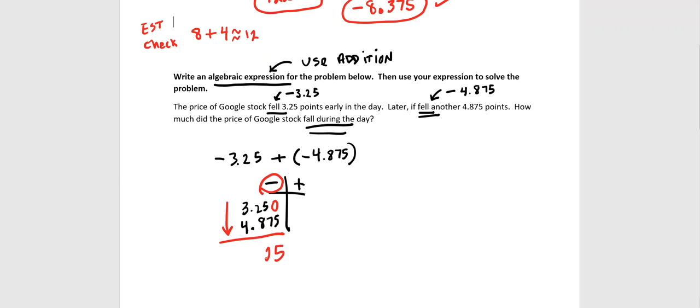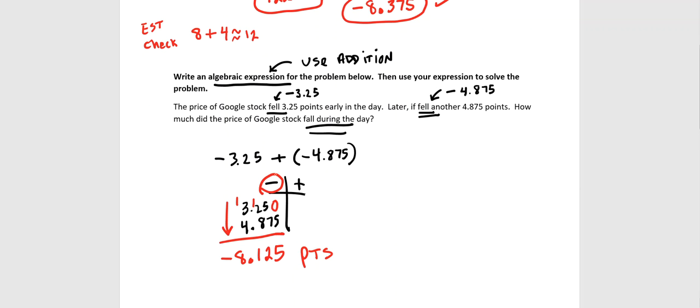7 plus 5 is 12, but we'll have to carry a 1. 8 plus 2, that's 10 plus the 1 is 11. There's our decimal point. Carry the 1. 4 plus 3, 7. Oh, don't forget the carried 1. That's 8. So it looks like in total it fell 8.125 points. So let's estimate.